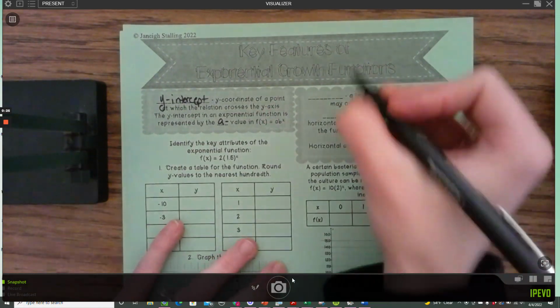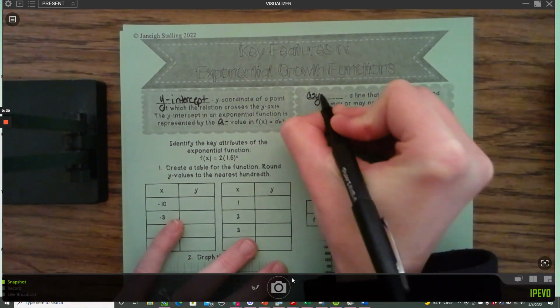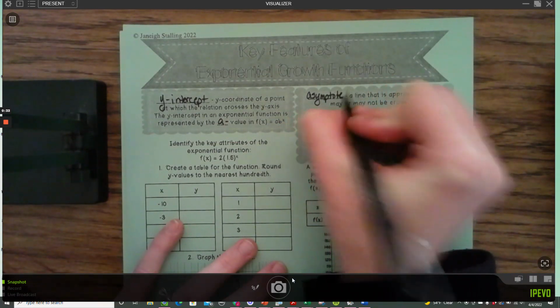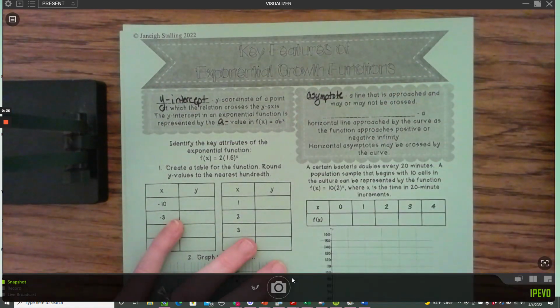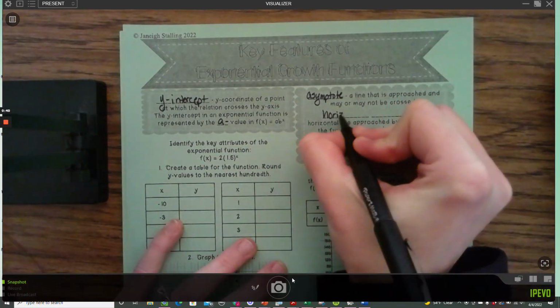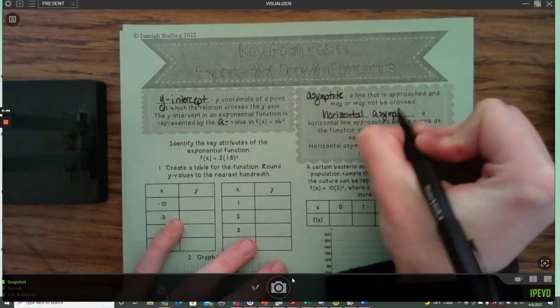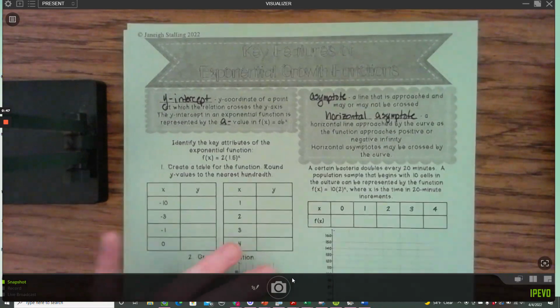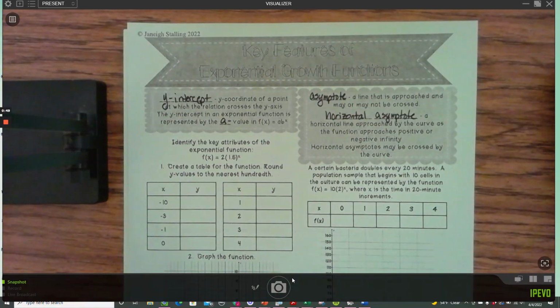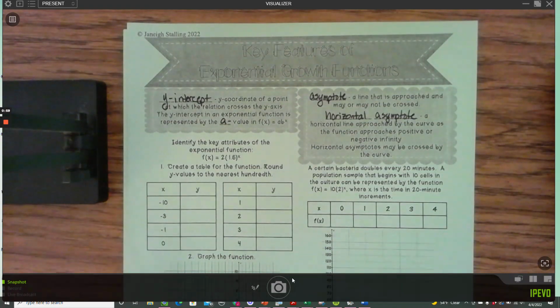An asymptote is a line that is approached and may or may not be crossed. A horizontal asymptote is a horizontal line approached by the curve as the function approaches positive or negative infinity. So horizontal asymptotes may be crossed by the curve in these exponential functions, and it'll make more sense once you see it.